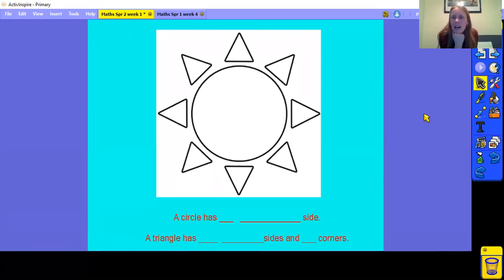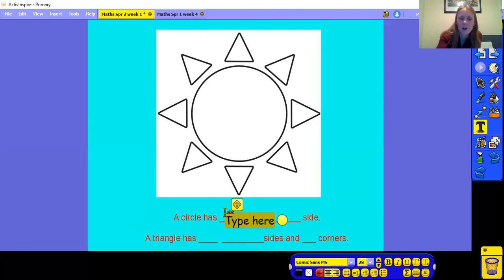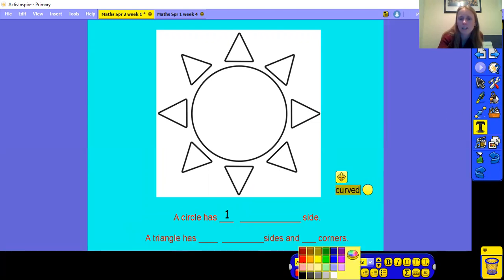Now, I want you to have a little think before we do this next job. Have a think. What does a circle have? What property does a circle have? Use the red sentence at the bottom to help you. It says a circle has what kind of side? Pause the video if you need to while you work it out. Okay, so a circle has 1. What kind of side does it have? Yes, it has a curved side. It has 1 curved side.